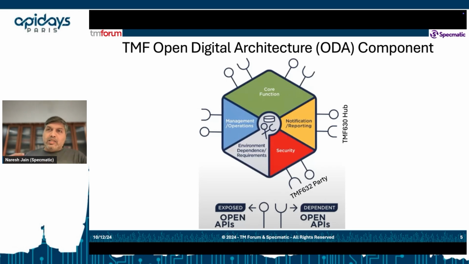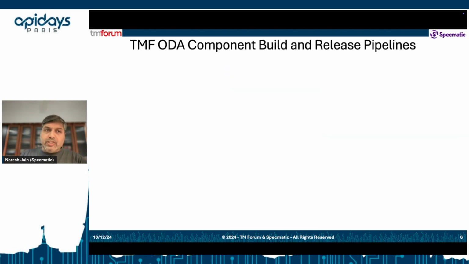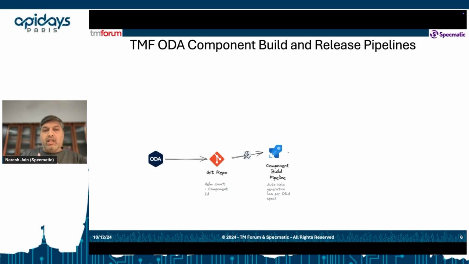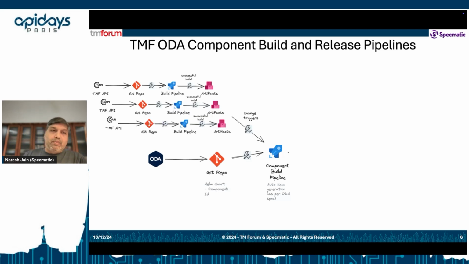Why I'm explaining this is that typically, as a member, I would look at the business functionality that I want to implement. This is mapped to this ODA component, and then I would ask, in this ODA component, what are the APIs that are exposed and what are the APIs that it depends on, right? So you would have a Git repository for the ODA component itself, and it would have a component build pipeline, which will auto-generate the Helm and other kinds of things from a deployment point of view. And each of the APIs that we just talked about will have their own implementation residing in their respective Git repos.